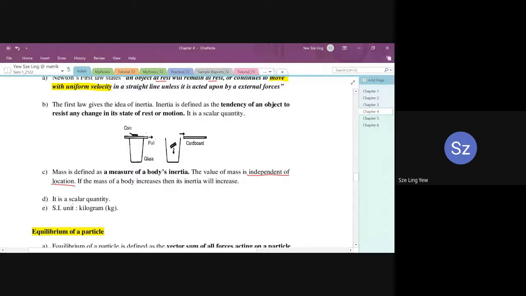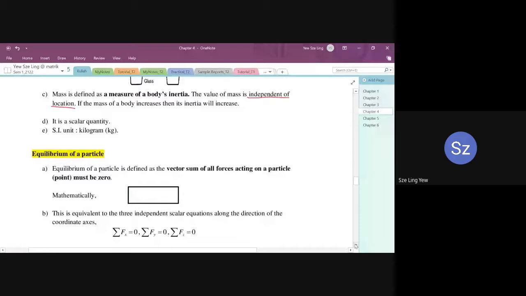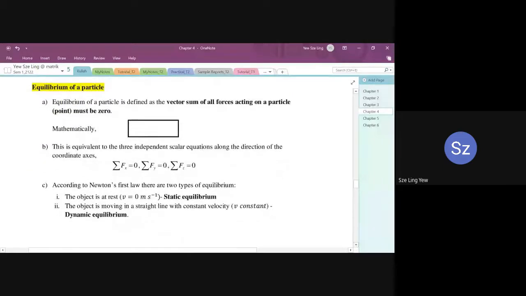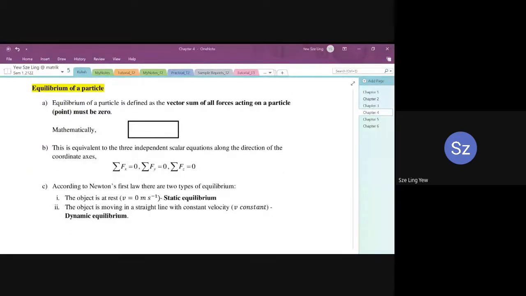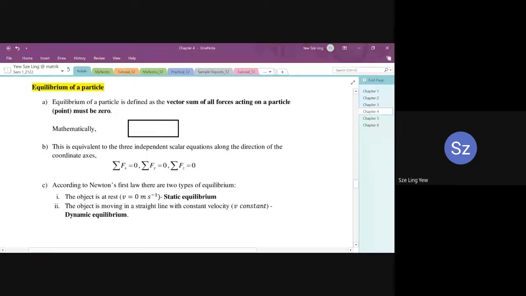So mass is a scalar quantity and the SI unit is kilogram. All right, now, equilibrium of particles. Equilibrium of a particle is defined as the vector sum of all forces acting on the object that must be equal to 0.